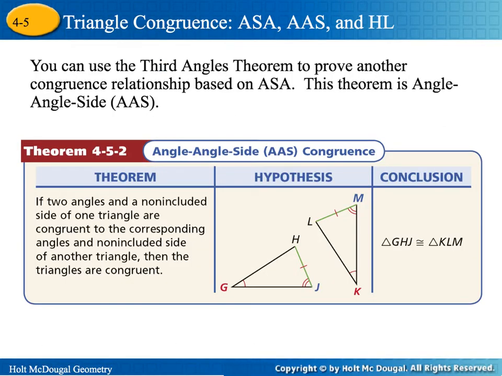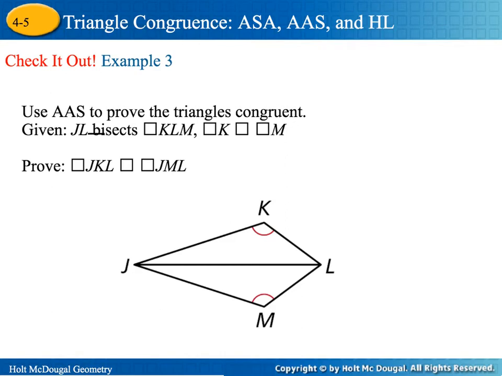Okay, so again, same thing with AAS. These are just the different ways we can use them. We have ASA, now we have AAS, angle, angle, side. It's pretty self-explanatory. If you have two angles paired up, followed by another side, then you got angle, angle, side. Alright, so let's prove this.